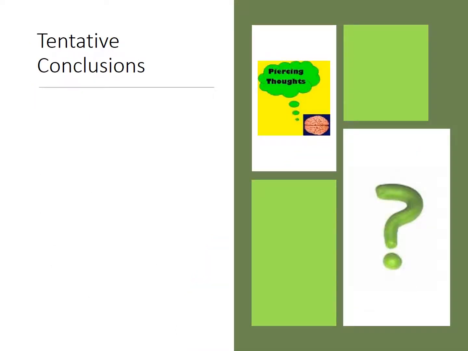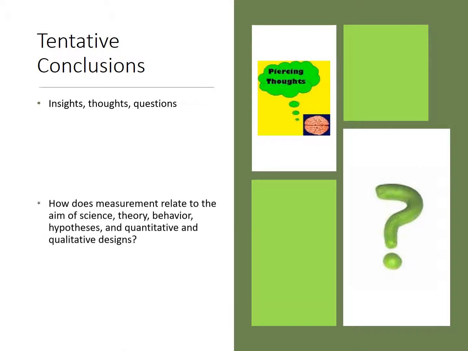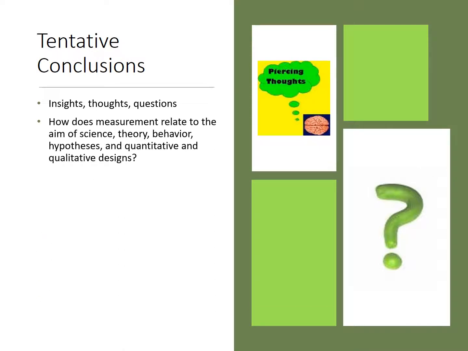Okay. So if we're looking at our conclusions for today, what are our insights, thoughts, and questions based upon what we've talked about today? Has this helped you frame your analysis project and moving forward in this class? And how does measurement relate to these aims of science and theory and hypotheses? And thinking about this in both qualitative and quantitative research designs.